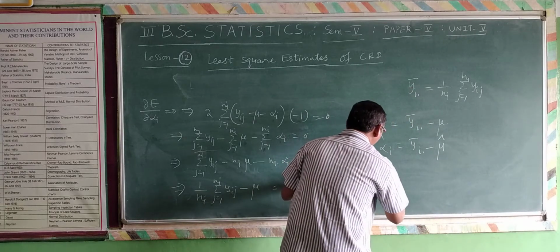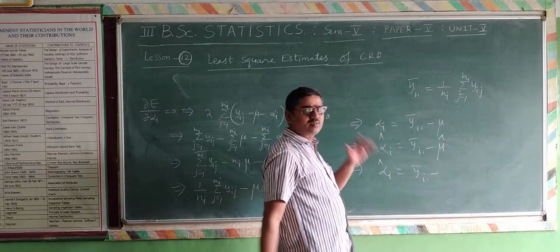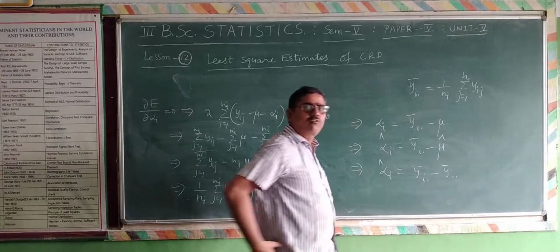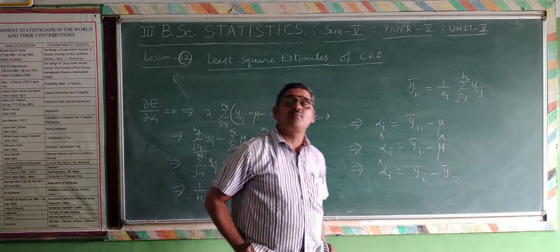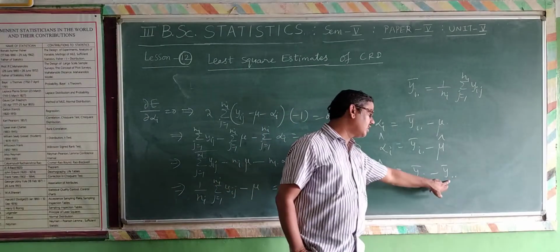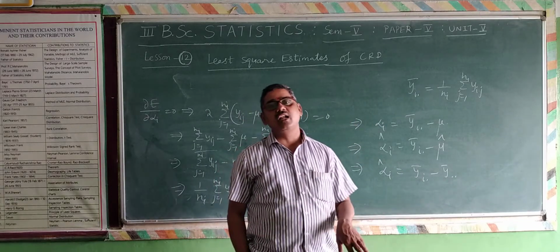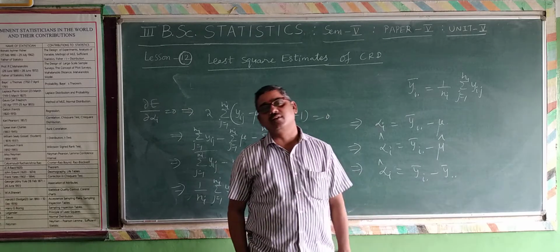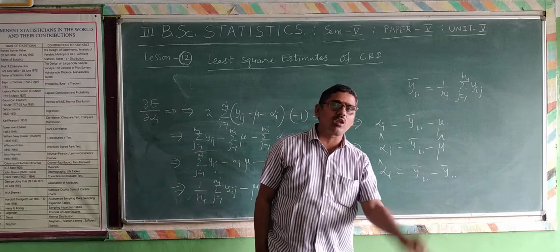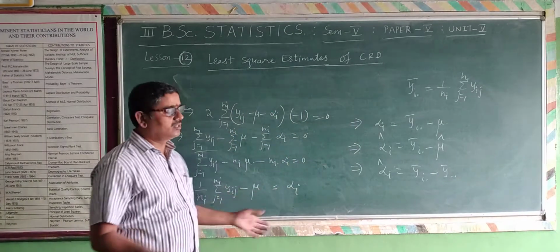Therefore alpha i cap is equal to y bar i dot minus mu cap. What is mu cap? Just now we have estimated it: y bar dot dot. So therefore the parameter alpha i is going to be estimated by y bar i dot minus y bar dot dot. What is y bar i dot? It is the average yield due to the height treatment, the mean yield due to the height treatment. And y bar dot dot is the overall mean for all the observations.